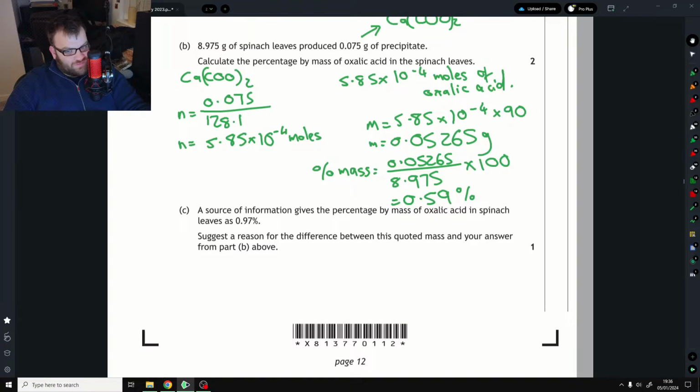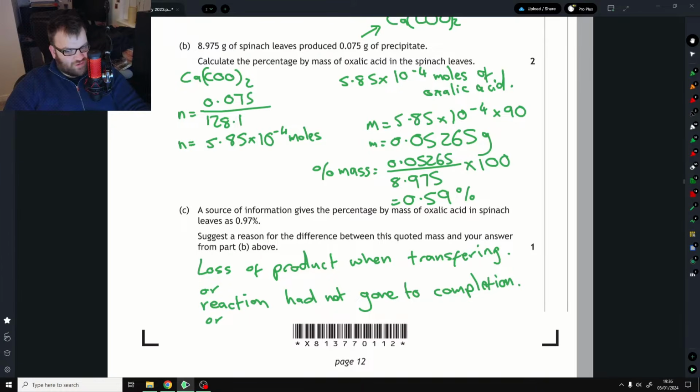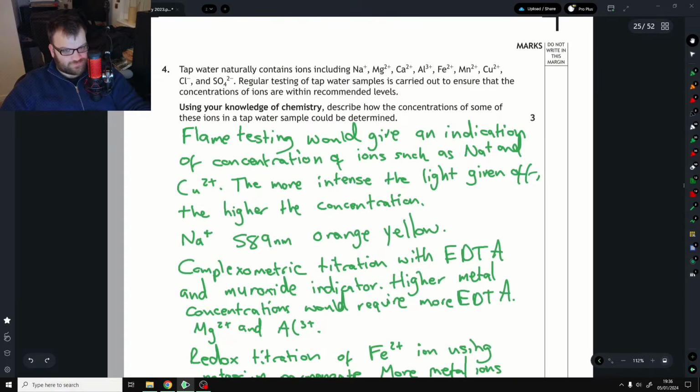Why might you end up with a different value than what we calculated? Multiple different reasons. One could just be that there was a loss of product when you're transferring. Happens quite often. You might not have gone completely to the end of the reaction. If you'd had more time, left it for longer, that might have done something different. Or you might not have extracted all of the chemical that we started with. Any of those ones would pick up the mark.